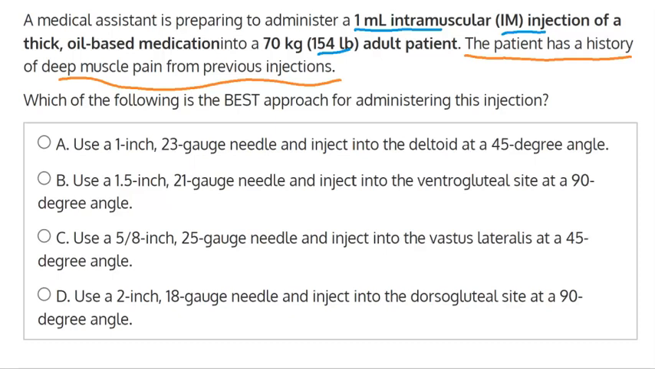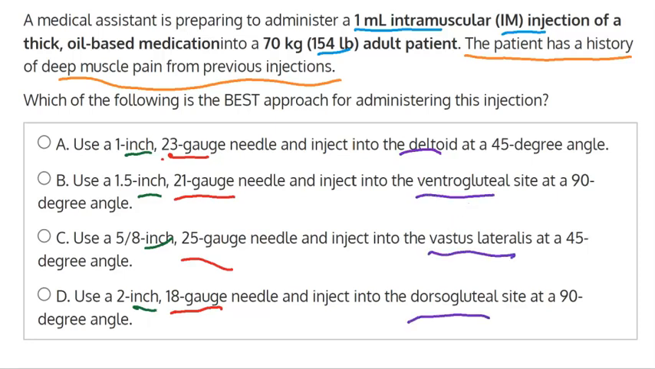And when we look at our choices, we see that they all have different inch size needles. So the question is asking us to determine which size. They also all have different gauges. And a reminder for the gauge, the smaller the number, the bigger the size needle. So if you look over here, 23 is the smallest needle and 18 would be the largest in this question. And then the last part of each answer choice states which muscle you should give the injection in, and it also states which angle to inject at.